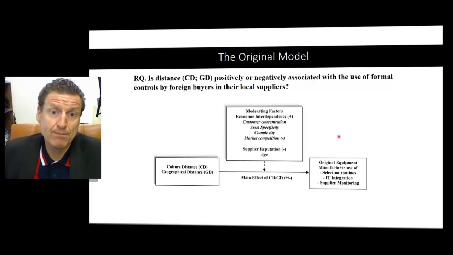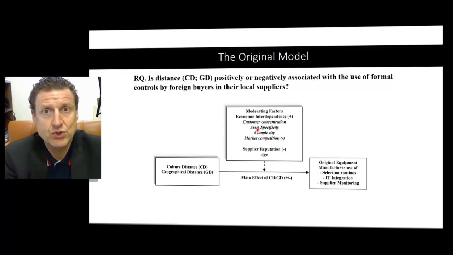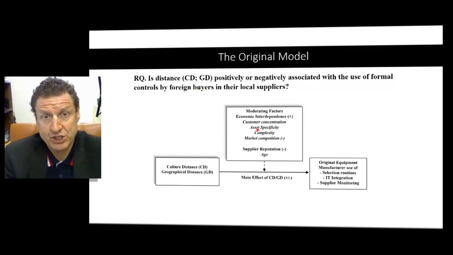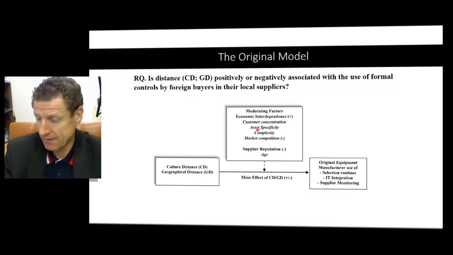And also we're looking at moderating factors such as economic independence, customer concentration, asset specificity, complexity. So these are very important constructs, but for now in understanding literature review, we want to focus on the culture distance, geographical distance, and the control relationship. And we want to know in the literature, have other studies in the broader business literature looked at this area?